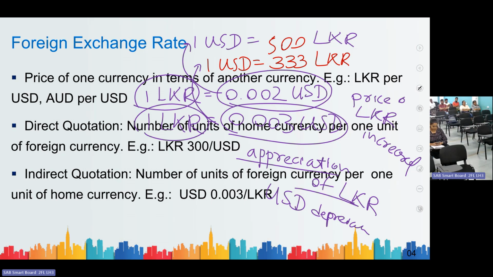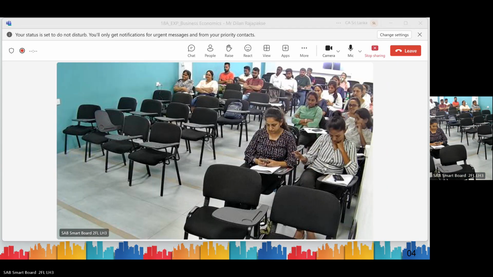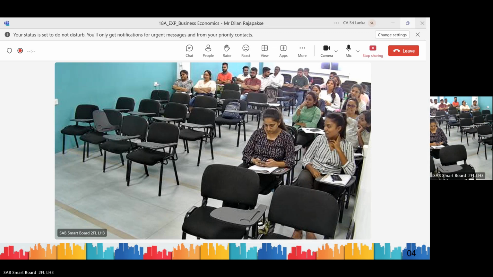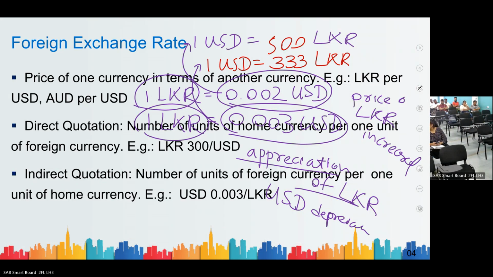So what has happened to the price of USD? The price of USD has fallen. Here, the price of LKR has increased, and the price of USD has decreased. So that is why we say, when we are talking about the exchange rate between two currencies, when one currency appreciates, the other currency depreciates. That is what has happened here.